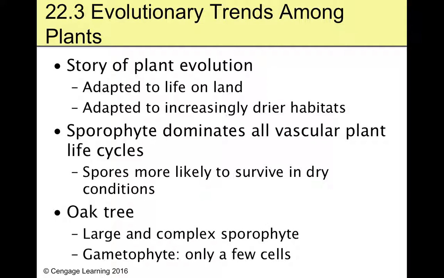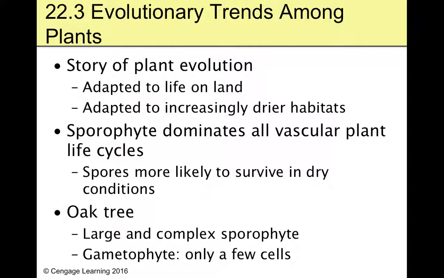We're going to talk more about plants and some evolutionary trends we're going to see in land plants. So here's the story of plant evolution. Basically, it's adaptation to life on land, like we've already mentioned. Adaptation towards increasingly drier habitats as we move away from the sea or freshwater ecosystems.